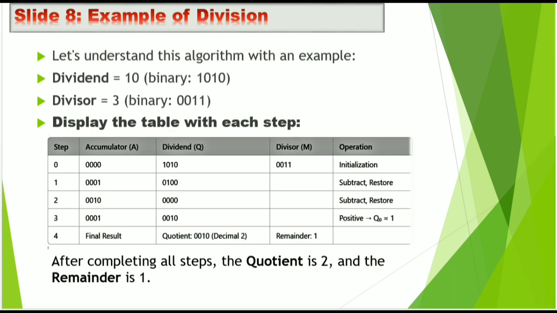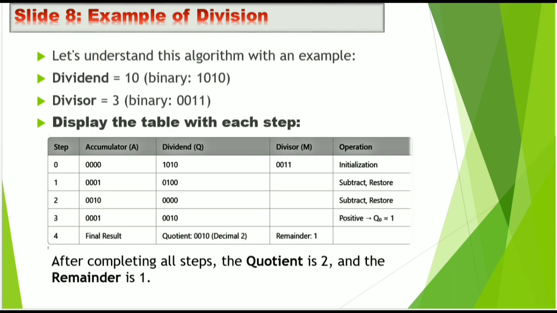Step 3, left shift and subtract. Perform one more left shift on A and Q. After shifting, A is equal to 0100, then Q is equal to 0000. Subtract M from A: 0100 minus 0011. This final number is 0001. This is a positive result. Since the result is positive, set Q0 equal to 1. Result after step 3: A is equal to 0001 and Q is equal to 0001.